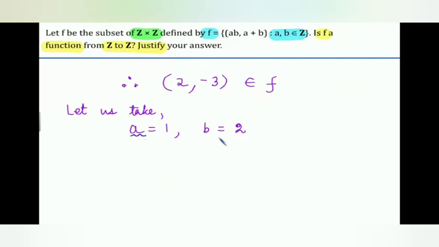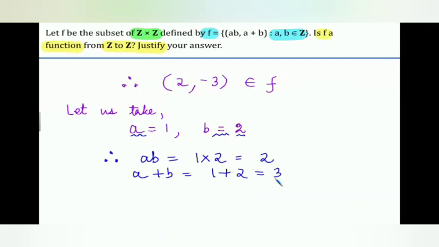Now let us take a = 1 and b = 2. So a into b, 1 into 2, is equal to 2. And a plus b, 1 plus 2, is equal to 3. So your relation, your function becomes (2, 3). So (2, 3) belongs to f.